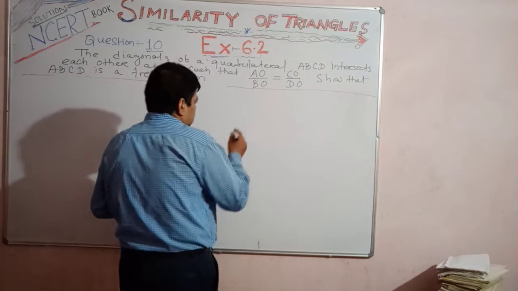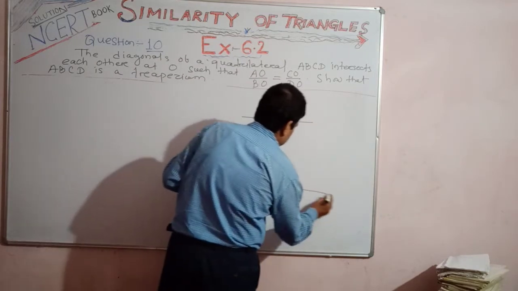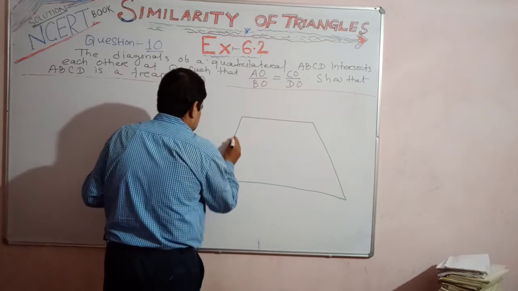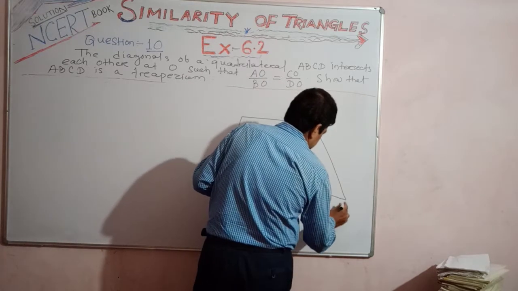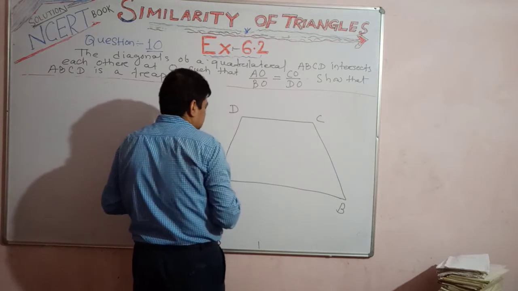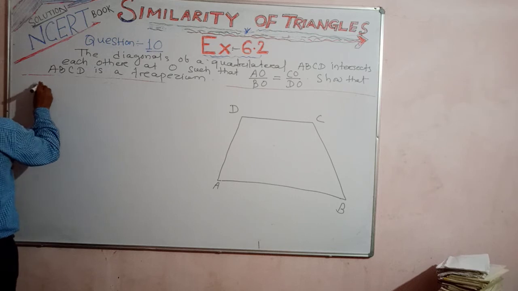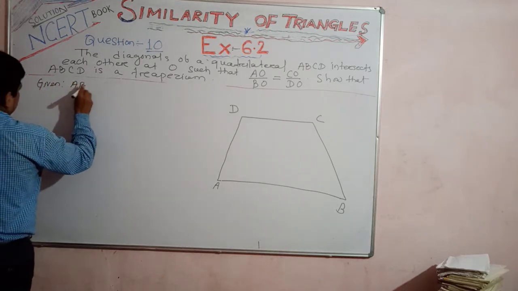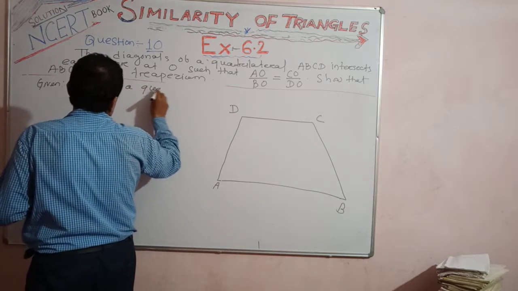You see, ABCD is a quadrilateral and the diagram looks like a trapezium because you have to prove it. That's why the diagram should be drawn accordingly. But ABCD is a quadrilateral given, not a trapezium. We have to prove it.